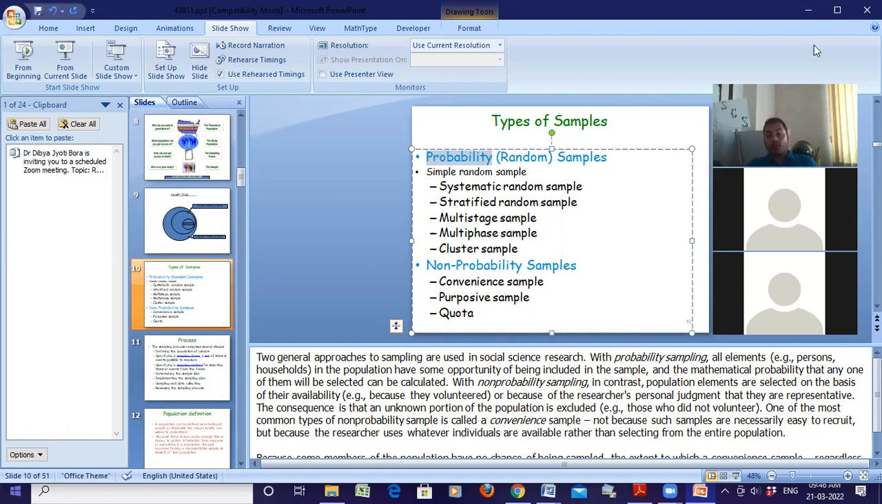Okay. So in probability-based techniques, we have different subcategories, like you can see here: systematic random sample, stratified random sample, multi-stage sample, multi-phase sample, then clustering-based sample. Each of them I'll go through with an example, like the systematic one, and stratified, which is very important. What does stratified random sampling mean? How do we conduct this? Then multi-stage sample, multi-phase sample, and cluster sample.